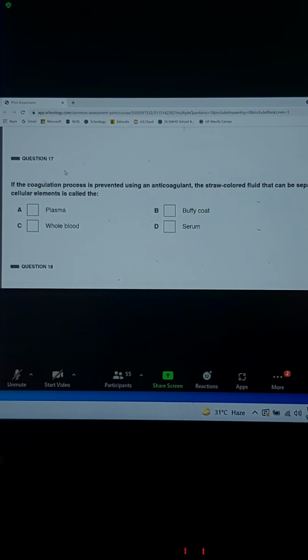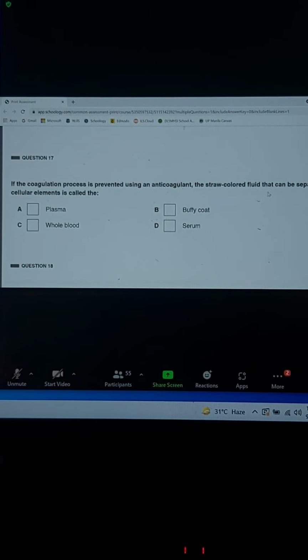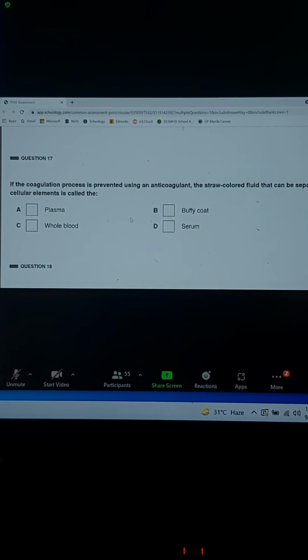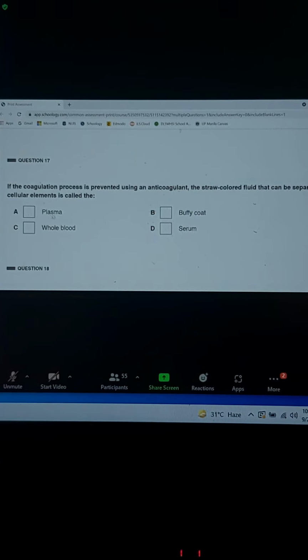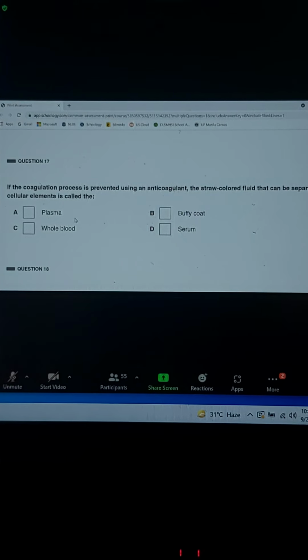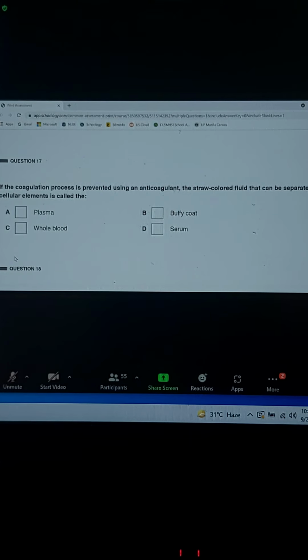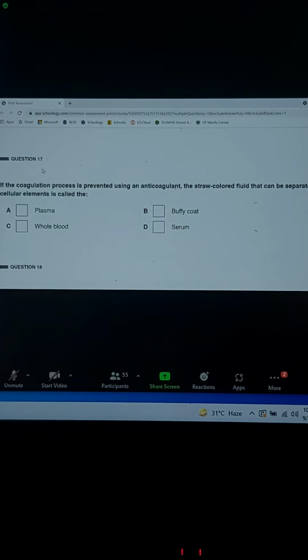Question number 17. If the coagulation process is prevented using an anticoagulant, the straw-colored fluid that can be separated from the cellular elements is called the plasma. Okay, so that's plasma. Pag may nagkamali pa dito, ewan ko na lang. Okay? So plasma. Kasi pinigilan mo ang coagulation process.